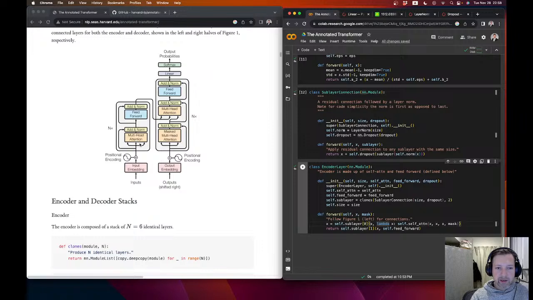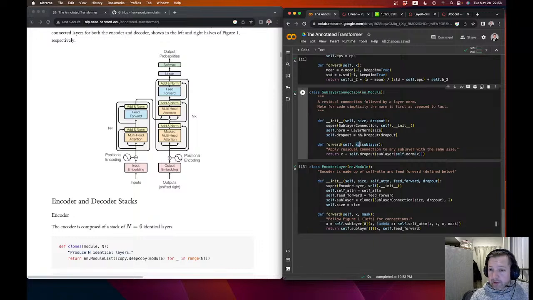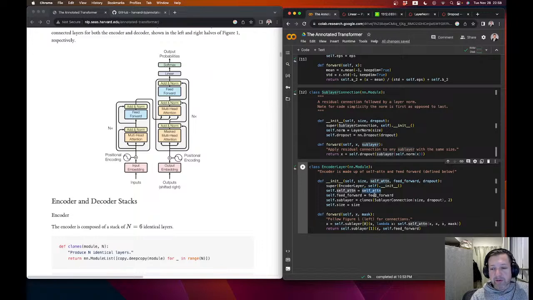And again, we've seen the first sublayer connection, it's this bit, and then the function it computes is this multi-head attention, and that's basically here. So it calls forward with input x, and then the sublayer function, which is the self-attention function that's defined here. Okay, so we still need to define that in the next step.